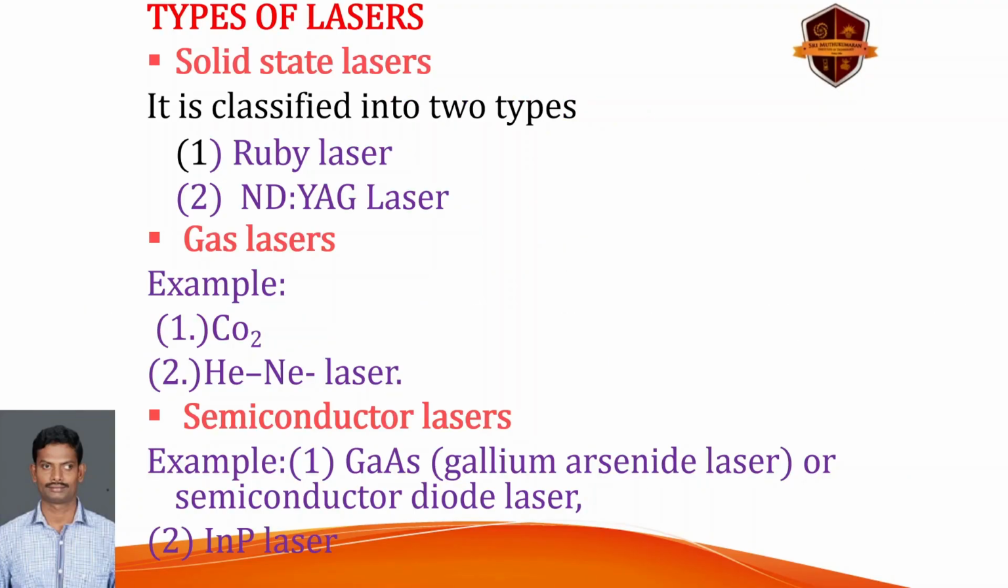Types of laser. Solid state lasers are classified into two types: ruby laser and Nd:YAG laser. In the ruby laser, the ruby rod is the active medium, and the pumping mechanism is optical pumping. Nd:YAG stands for neodymium, yttrium, aluminum, garnet laser. The Nd:YAG rod is the active medium, and the pumping mechanism is optical pumping. Gas lasers: the carbon dioxide laser, with a carbon dioxide gas mixture as the active medium, and the helium neon laser, with a helium neon gas mixture as the active medium. Semiconductor laser: gallium arsenide or indium phosphide laser.